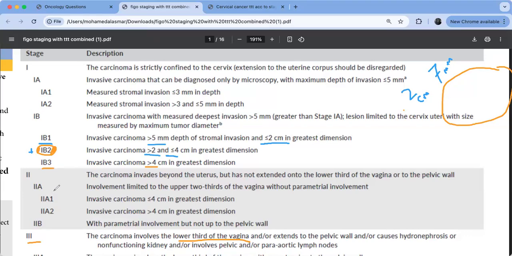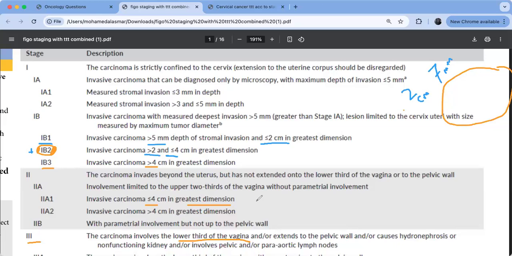So, my friends, stage 2A is subdivided into 2A1 and 2A2. 2A1 is invasive carcinoma 4 cm or less in greatest dimension. So what is the difference between this 4 and this 4? Because in 1B2 the size is also 4, and in 2A1 it is also 4. But the difference is the spread, okay?